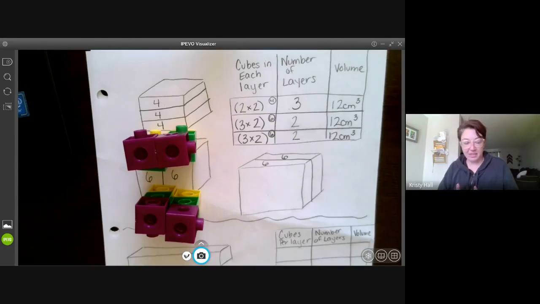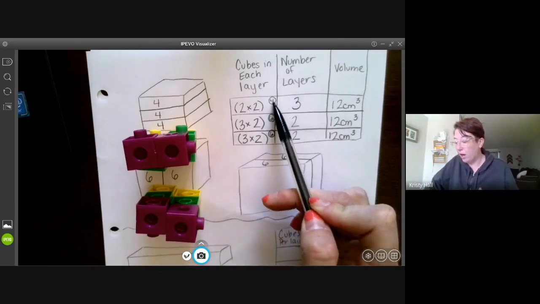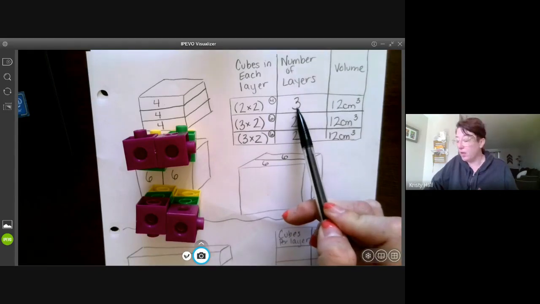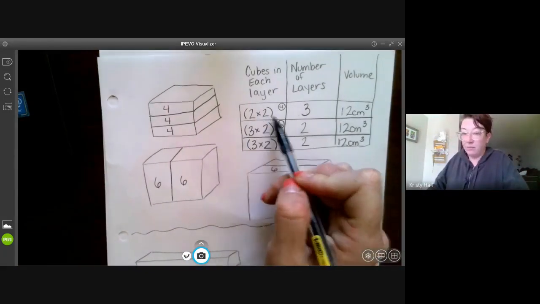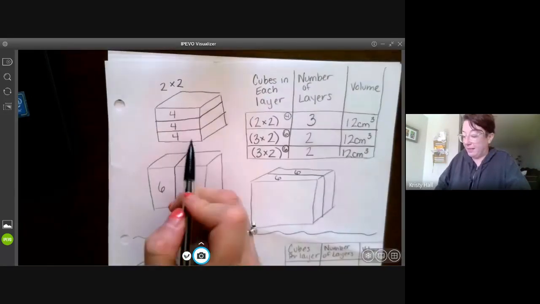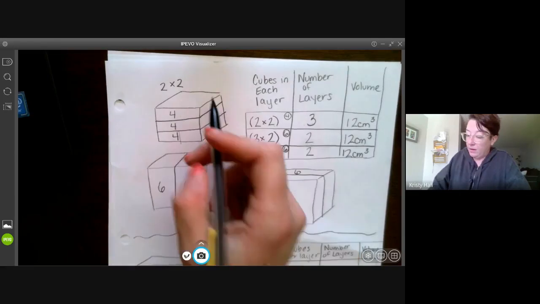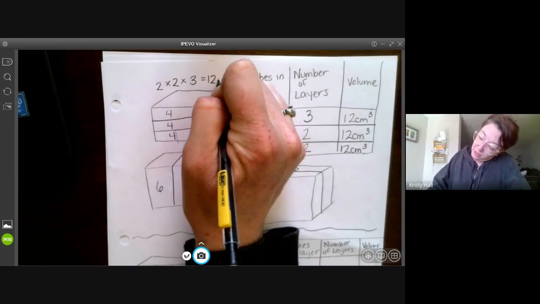So basically what I've been doing is the same thing as yesterday. I've been partitioning into layers, counting how many blocks are in a layer, and I'm identifying how many layers there are. Once I have all of that information, I'm just multiplying these numbers. Here I did 2 times 2, and I got 4, and then I multiplied that by 3 layers. So really, what I could have done here is I could have written this as a multiplication expression. I could have written 2 times 2, because that was how this bottom layer was made up, times 3 layers. 2 times 2 times 3 gives me the 12 cubic centimeters.